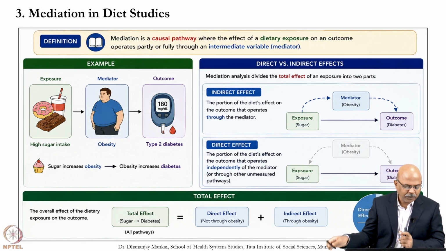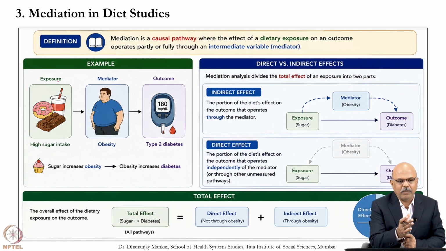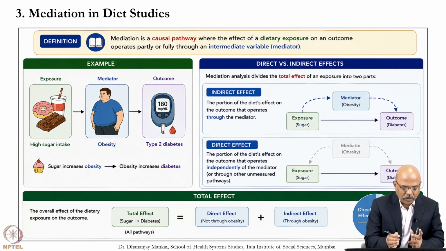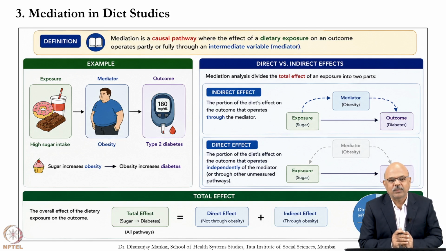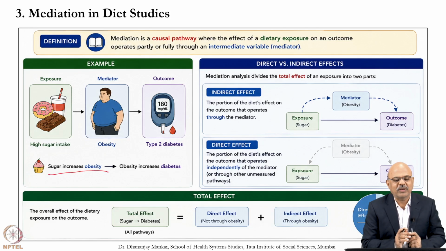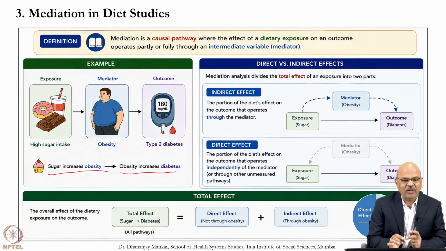So you may say from this example that the exposure is high carbohydrates, beverages, candies, chocolates, which are high in sugar intake. The mediator is obesity, and the outcome is type 2 diabetes. So you can say sugar increases obesity as a hypothetical statement, and obesity increases diabetes as an evidential statement.